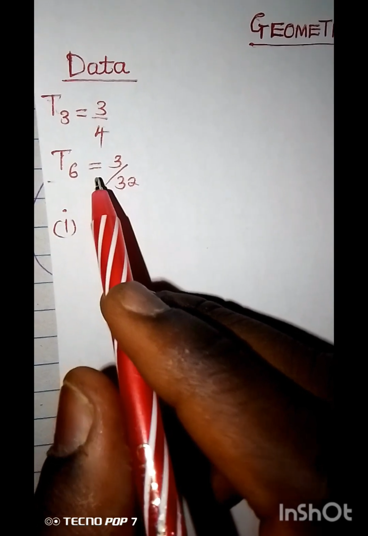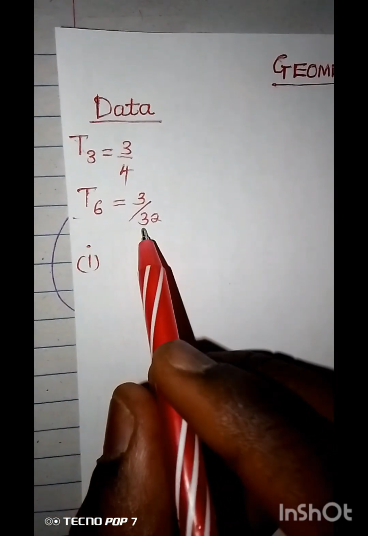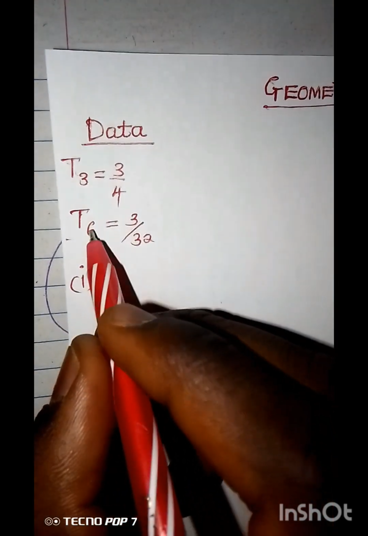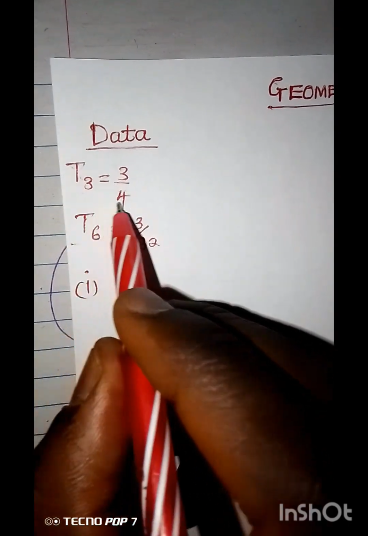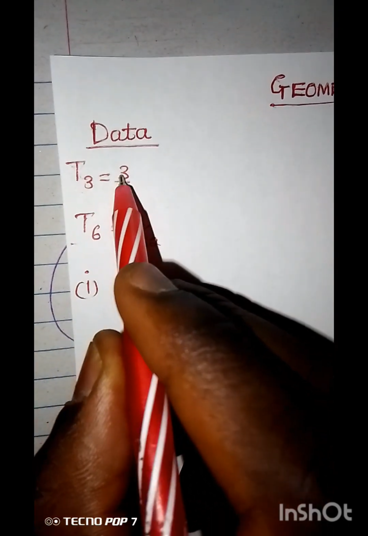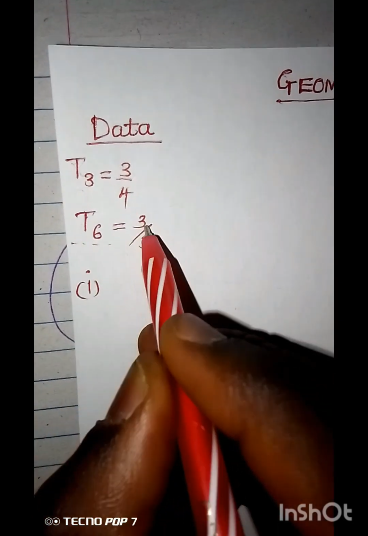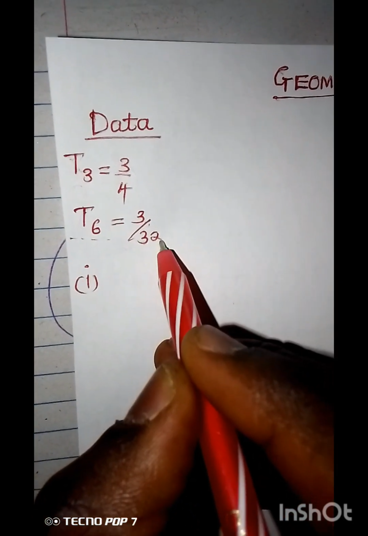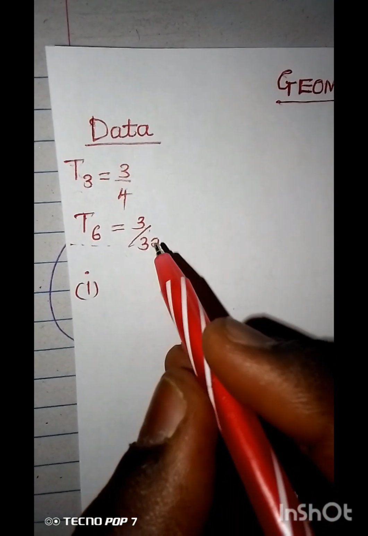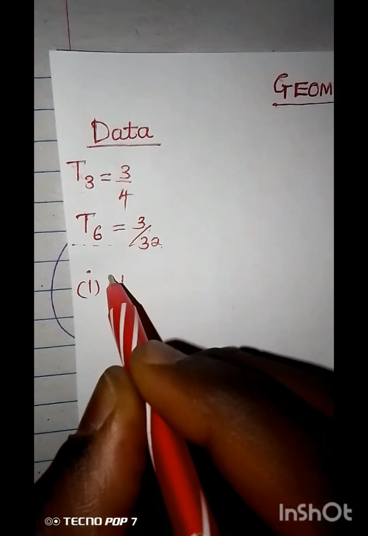Welcome to this tutorial where we are looking at geometric progression. In the question we are told that the third term is 3 over 4, and the sixth term is 3 over 32. And you are asked to find the common ratio. Therefore, you are going to use this formula.